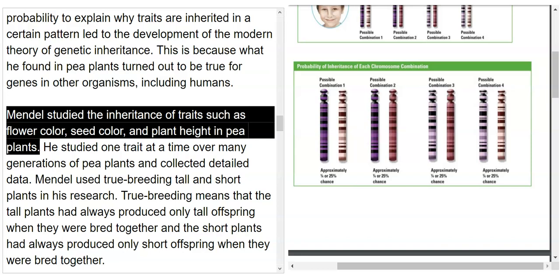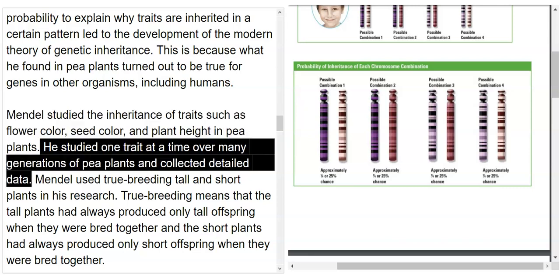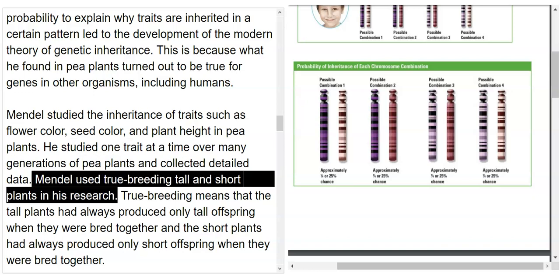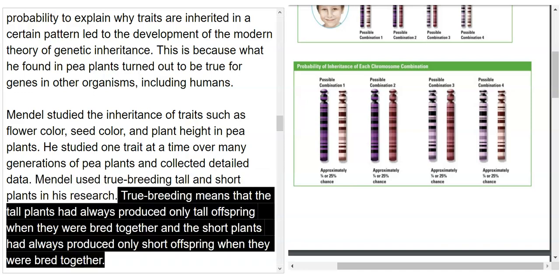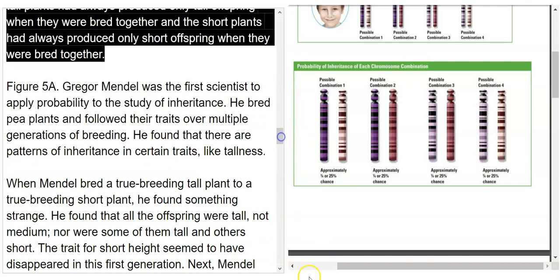Mendel studied the inheritance of traits such as flower color, seed color, and plant height in pea plants. He studied one trait at a time over many generations of pea plants and collected detailed data. Mendel used true breeding tall and short plants in his research. True breeding means that the tall plants had always produced only tall offspring when they were bred together, and the short plants had always produced only short offspring when they were bred together.